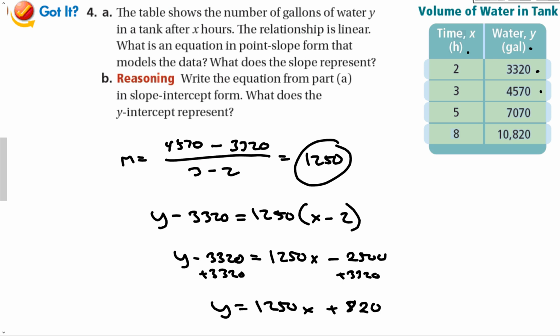What does the y-intercept represent? The initial number of gallons of water in the tank. So this tank didn't start at 0. We started at 820 gallons. So it was not empty when we started.